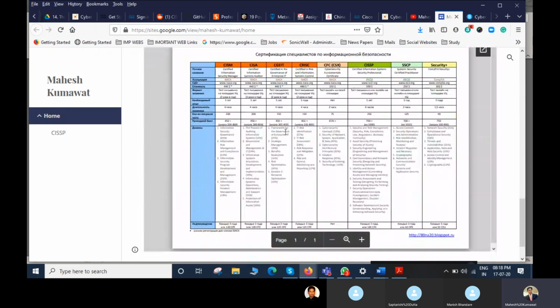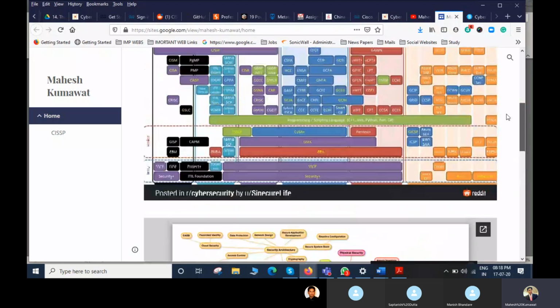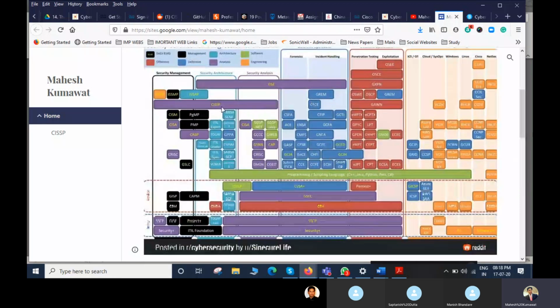So just take a look here. This is the top management certifications: CISM, CISA, CGEIT, CRISC, CISSP, SSCP, and Security Plus. The matter of fact, guys, in all these certifications, if I'm talking about CISSP, the CISM is there, the CISA is there. So this is all part of the security management side.